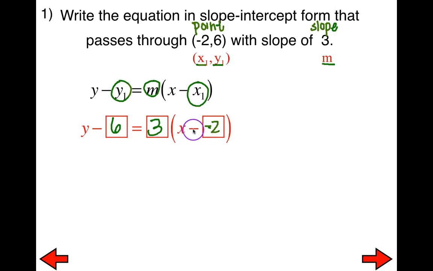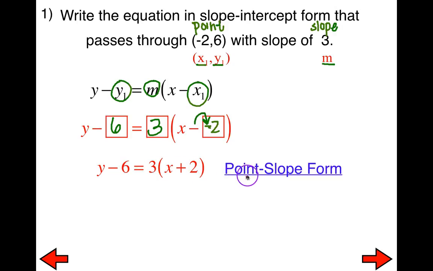Here, I don't want to do a minus -2, so I am going to distribute a negative times a negative, which would turn it to positive. So now I have y minus 6 equals 3 times the quantity x plus 2 instead of minus negative. So this is what we would refer to as point slope form. It looks exactly like this, but these values are replaced with numbers.